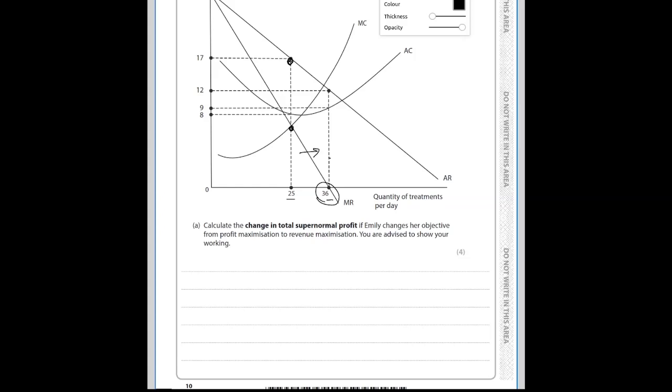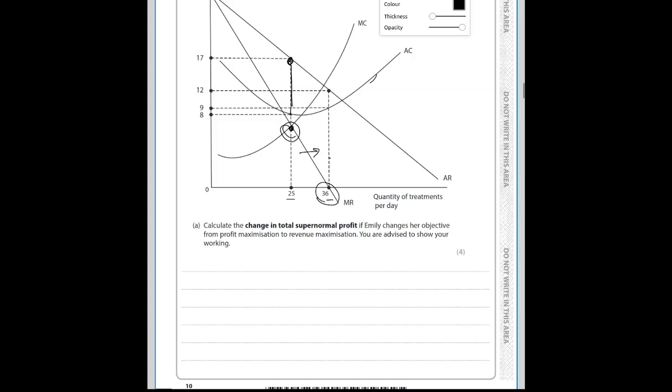The profit maximization position is going to be 25 because that's where marginal cost equals marginal revenue. And also just because I think you can see that there is a supernormal profit being made here. So the first thing I'm going to do is try and figure out how much supernormal profit she is making currently, and then I'm going to want to figure out how much total profit she's going to be making when she is pursuing revenue maximization, because it does still look like she's making a profit.